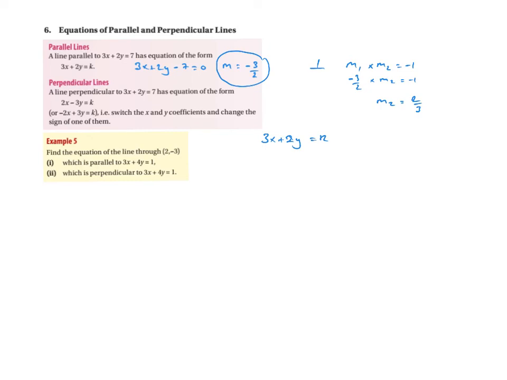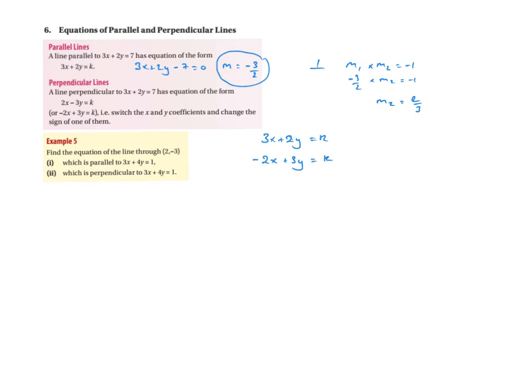So I'm going to switch them around, so now I've got 2x plus 3y is equal to some constant, doesn't matter what it is, 7 will do, any constant. And what I'm going to do is change any one of those. I'm going to change this one because it's easier.